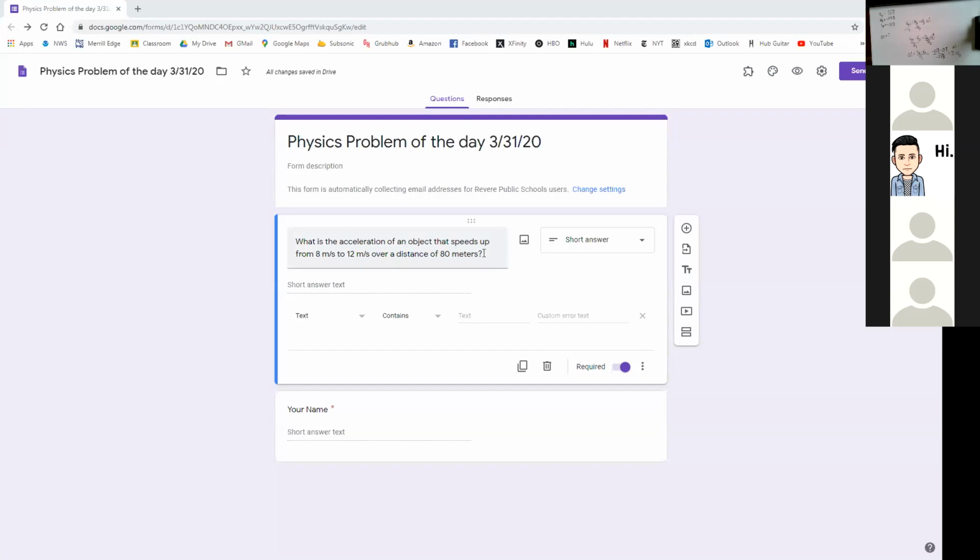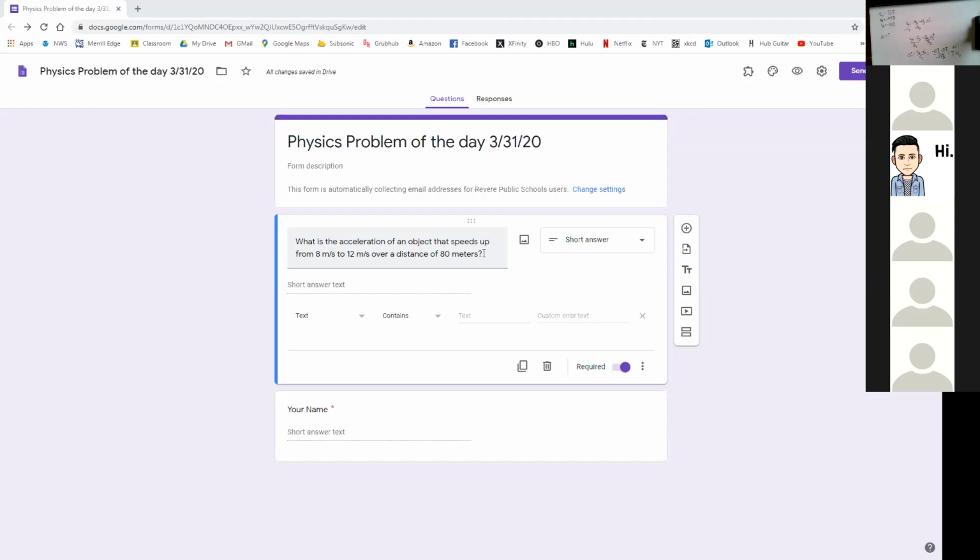The only hint I want to give you: are we going to need to use 9.8 in this problem? Is the acceleration here going to be negative 9.8 like it's been for the last few days? No. Why not? You're right. Because it's not going up or down, right? It's not in free fall. This object is just accelerating from 8 to 12 meters per second.